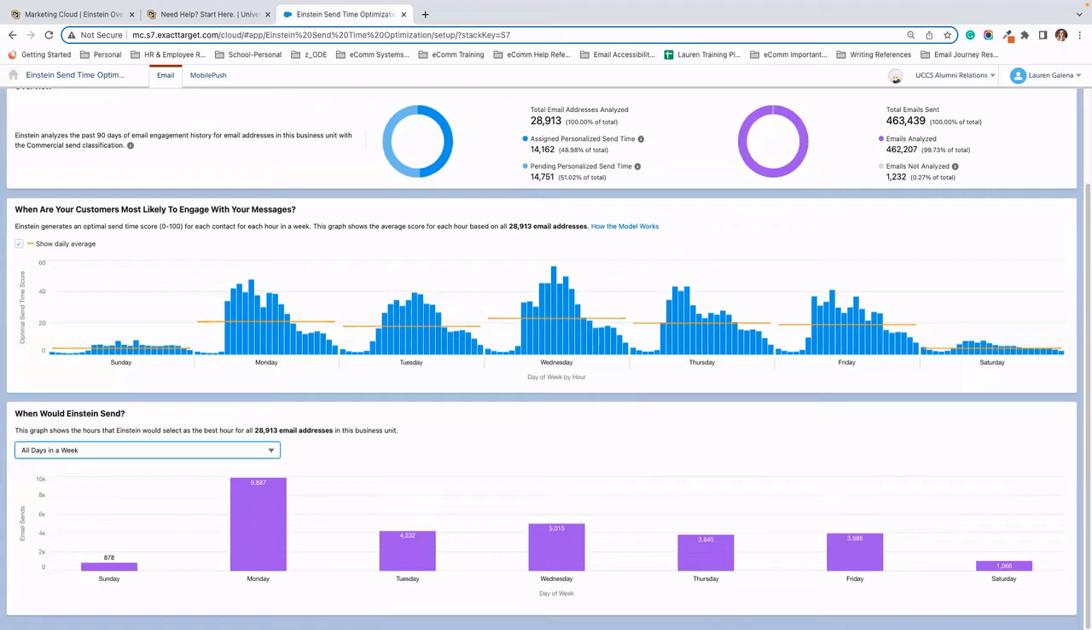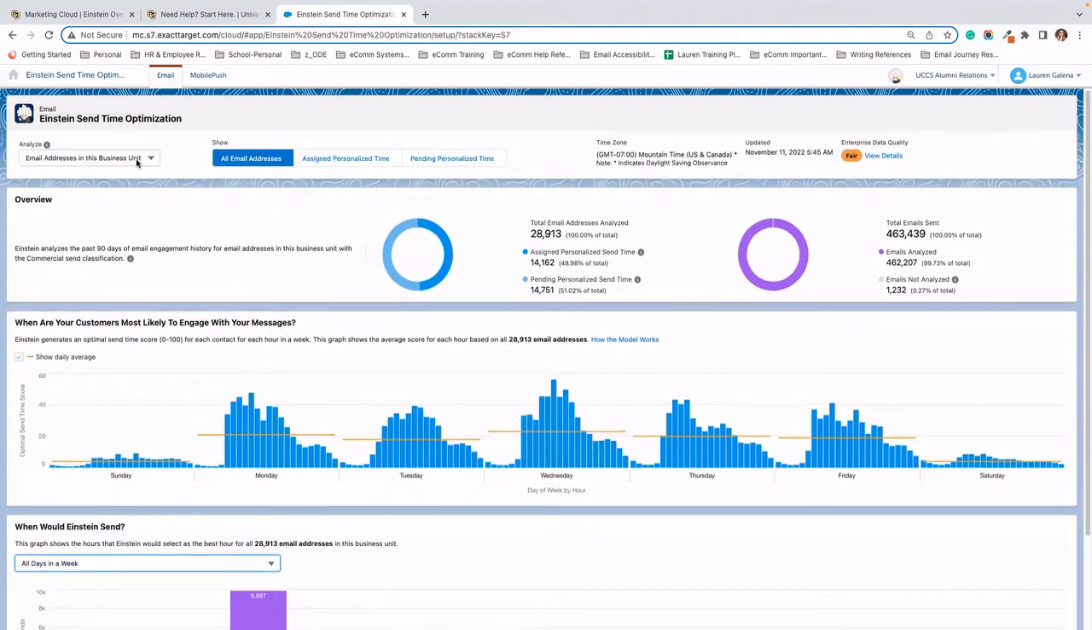Hi, I have a quick question. Yeah. This is Jackie with International Affairs, and maybe I'm not looking at it correctly, but because we're in the College of Arts and Sciences, it has me in the College of Arts and Sciences, and I don't know if I'm able to drill down in Einstein to my unit or if it's just all of College of Arts and Sciences. Yeah, so you'll be looking at all email addresses in that business unit that you're in. So it'll be data for all of the email addresses in that business unit.